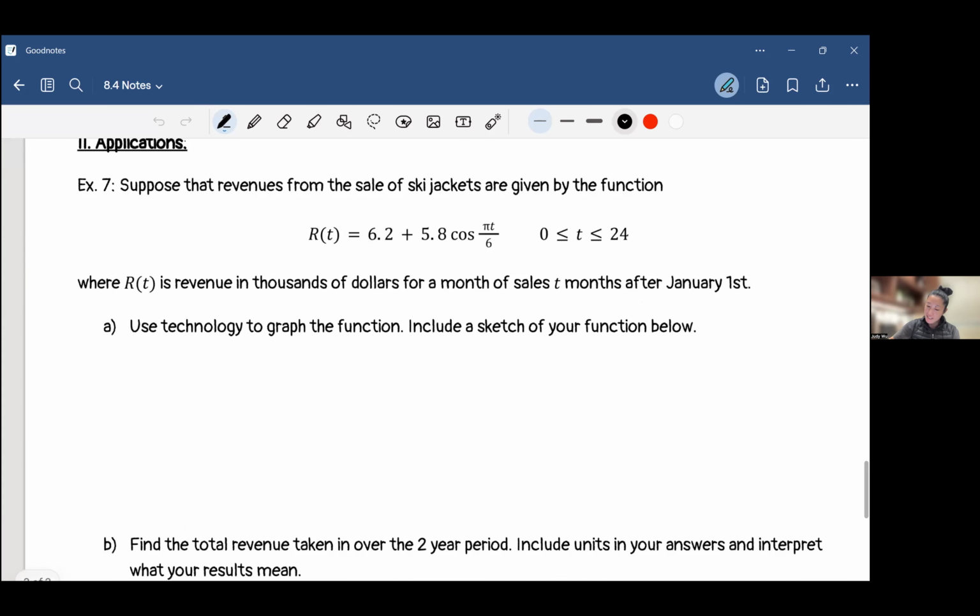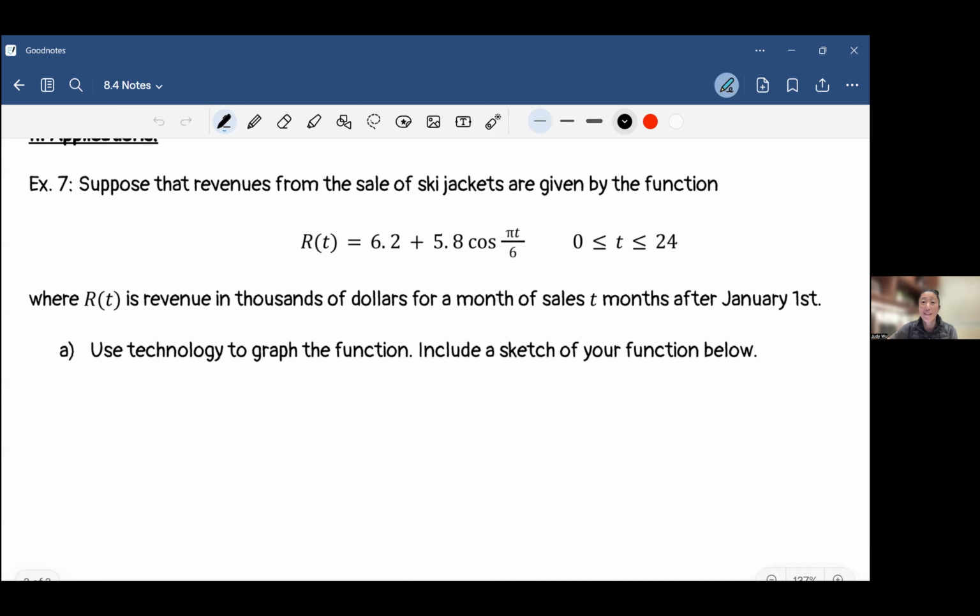Example 7 says, suppose that the revenues from the sale of ski jackets are given by the following function, R of t equals 6.2 plus 5.8 cosine of pi t over 6, from 0 to 24 for t. Now, R of t is the revenue, and be careful because it's the revenue in thousands of dollars for sales t months after January 1st.